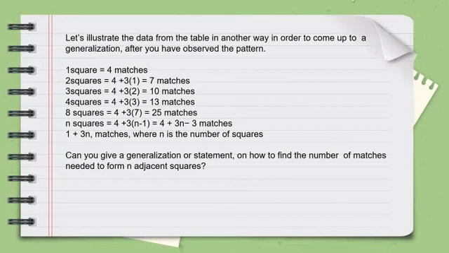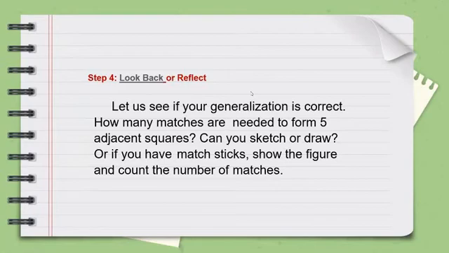Now, can you give a generalization or statement on how to find the number of matches needed to form adjacent squares? Then you make a general conclusion from those examples. This is what we call deductive reasoning. Using deductive reasoning, what else? We use drawing a diagram, looking for a pattern, then the Polya steps. These are the strategies used in solving this problem. Okay? Then look back or reflect. Now, step number 4 in Polya is see if your generalization is correct.